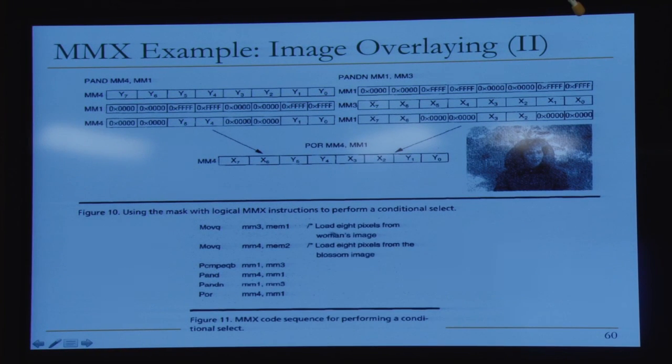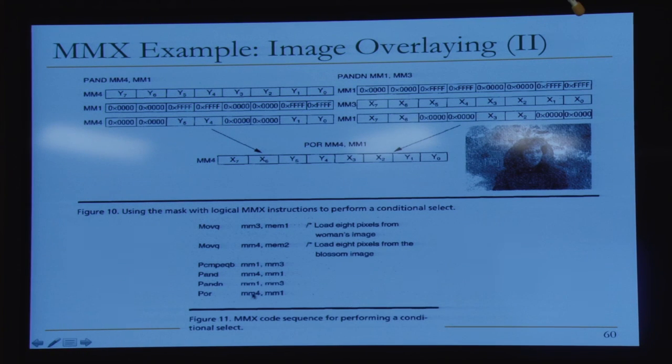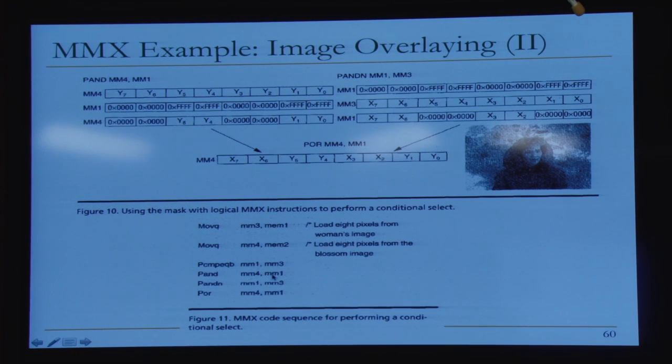You load 8 pixels from the woman's image that goes into MM3. You load 8 pixels from the, apparently that was a blossom image, into MM4. You do this bit masking. You basically check what is blue in the first image, and to form the final image, which will go into MM4, this multimedia register 4, you basically do a packed AND of MM1. MM1 is the bit mask. MM4 is the original, actually the blossom image. Remember, we're overlaying the woman's image on top of the blossom image.